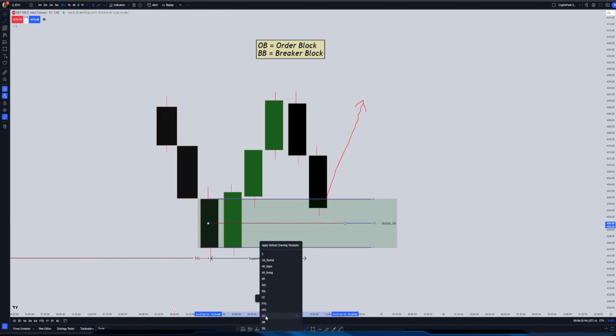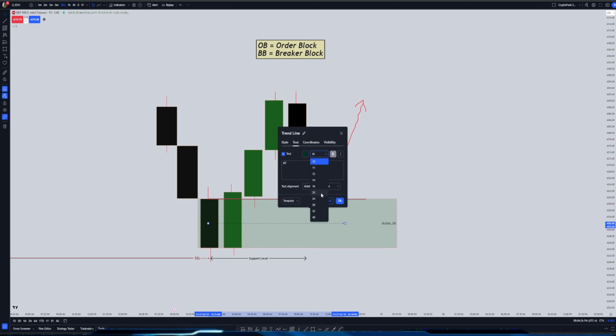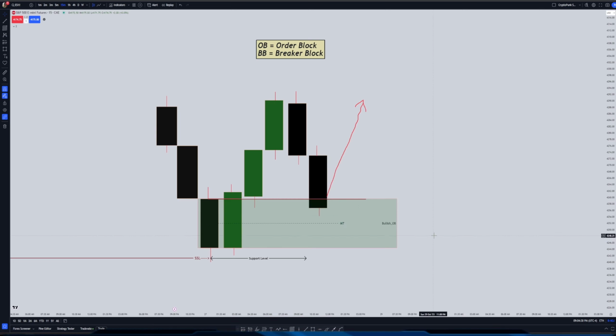If you see, I have a mean threshold drawn right here. I'll just make it bigger so that you guys can understand. So this mean threshold is very important. If price violates that mean threshold and closes below that, then this might not be your high probability order block. This is still an order block, but it might not be your high probability order block.